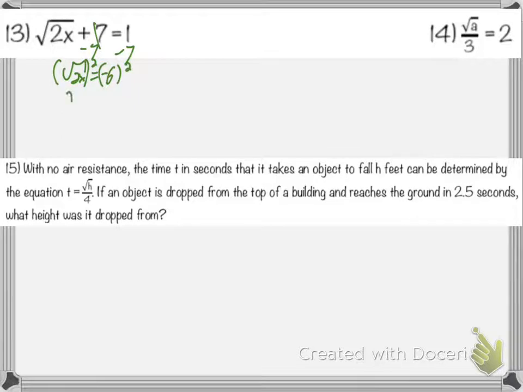So we square both sides and get 2x is equal to positive 36, because negative times negative is a positive. Divide by 2, and x is 18.